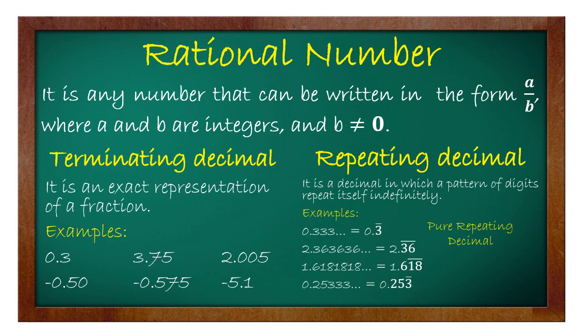Another example is 0.25333 and so on. So, pag sinulat natin siya in simplest form, that is 0.253, and then yung 3 lang yung may bar sa taas, since siya lang yung umuulit. Ang tawag natin sa repeating decimal na yan is mixed repeating decimal. Because sa decimal natin, meron tayong digit na hindi umuulit.